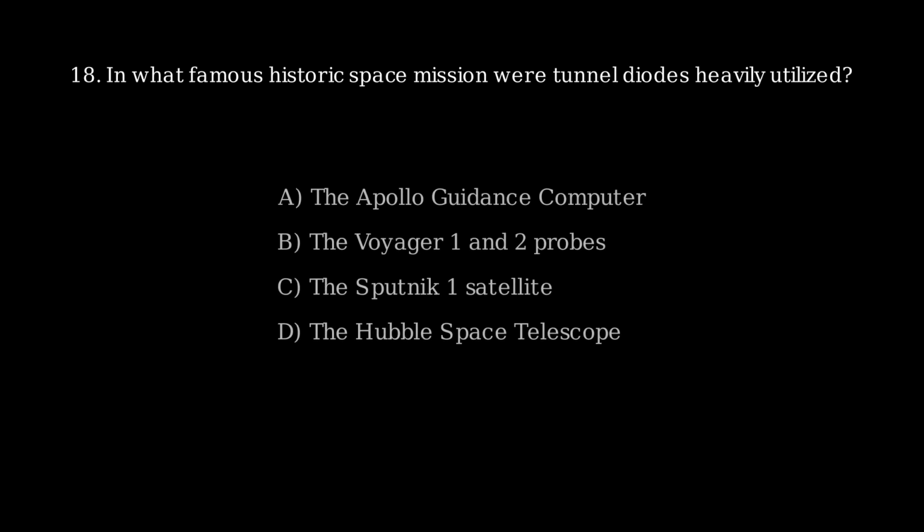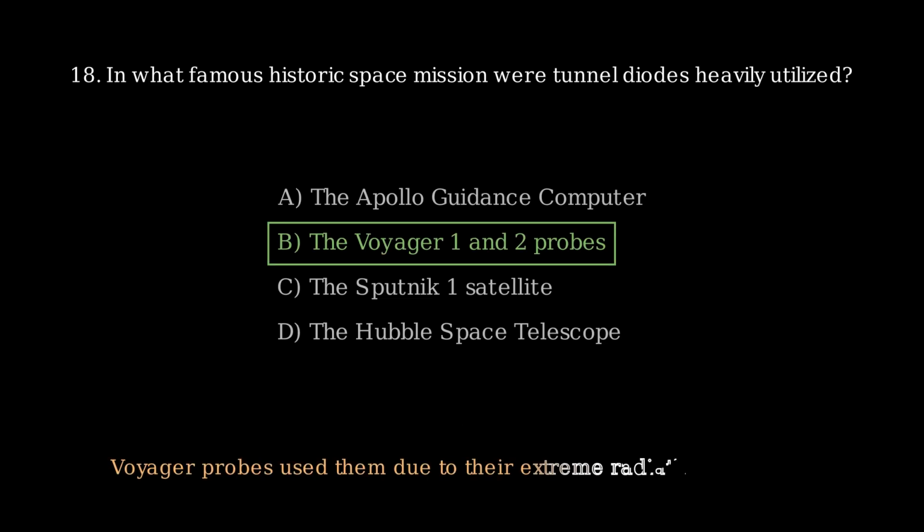Question 18. In what famous historic space mission were tunnel diodes heavily utilized? The Voyager probes used tunnel diode circuits because they could survive intense radiation environments in deep space.